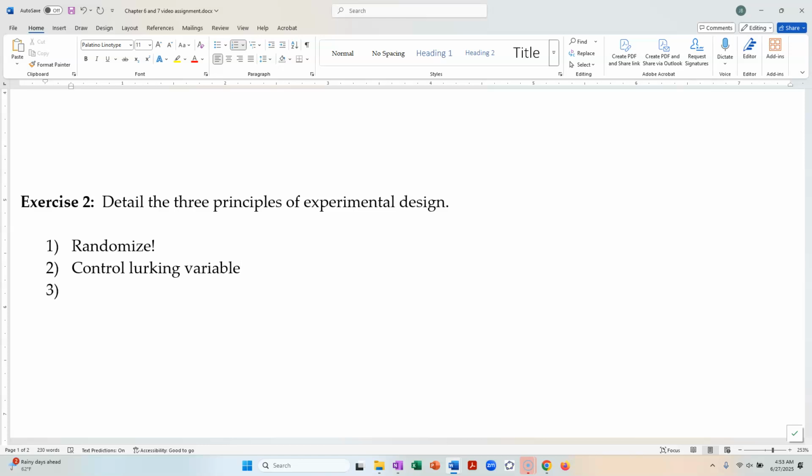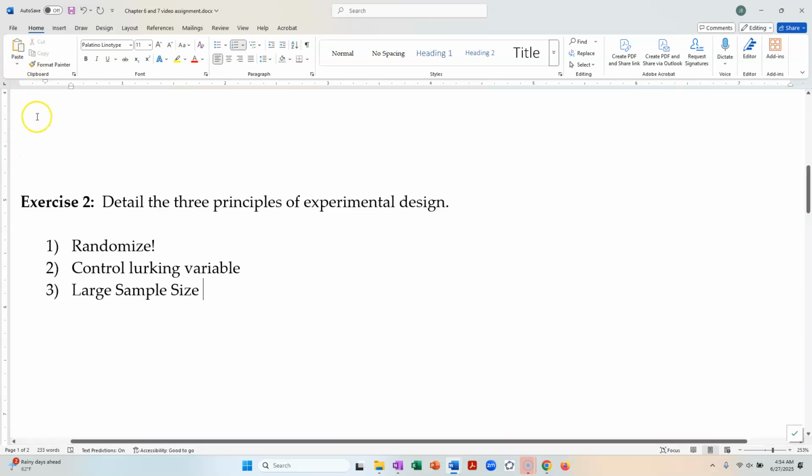And then the last one is you want a large sample size. Generally, if you get a large enough sample size, I'm talking thousands or tens or hundreds of thousands, that's going to dominate everything, and so that will be sufficiently large to control lurking variables. And if it's done randomly, then you're going to have a very good experiment.